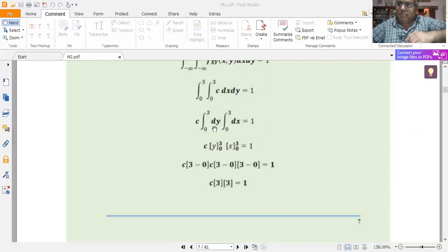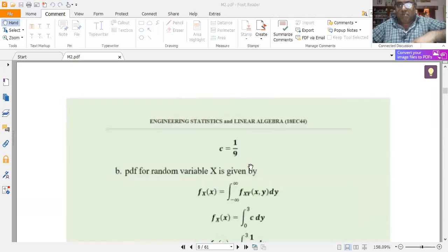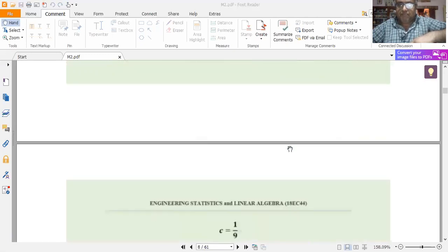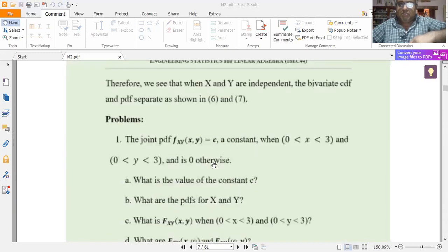The integral of dy is y, and the integral of dx is x. So I get c into y from 0 to 3 into x from 0 to 3 equal to 1. Simplifying, I get c into 3 into 3 equal to 1, or c is equal to 1/9. So I substitute c here: f_XY(x, y) is equal to 1/9 for both x and y lying between 0 and 3 respectively. So the first part of the problem has been solved.